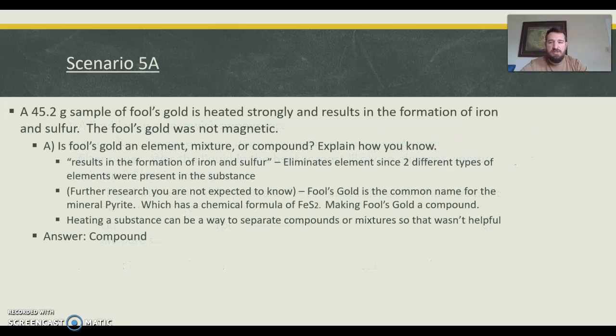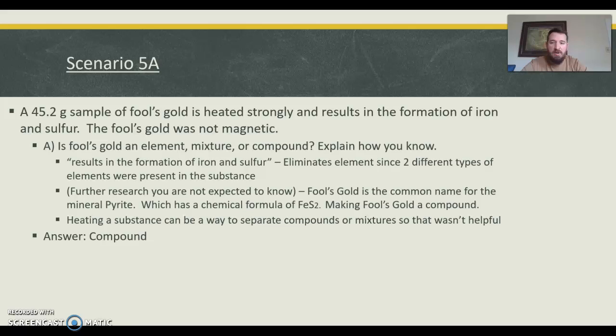Scenario 5A. So scenario 5 had two parts. I broke it into two slides. A 45.2 gram sample of fool's gold is heated strongly and results in the formation of iron and sulfur. The fool's gold was not magnetic. So we did not have enough background information to completely answer this. We did talk a little bit about, and I think we watched a video of, the difference between a mixture of iron and sulfur and a compound of iron and sulfur. But if you had to use the internet to research this, that is fine.